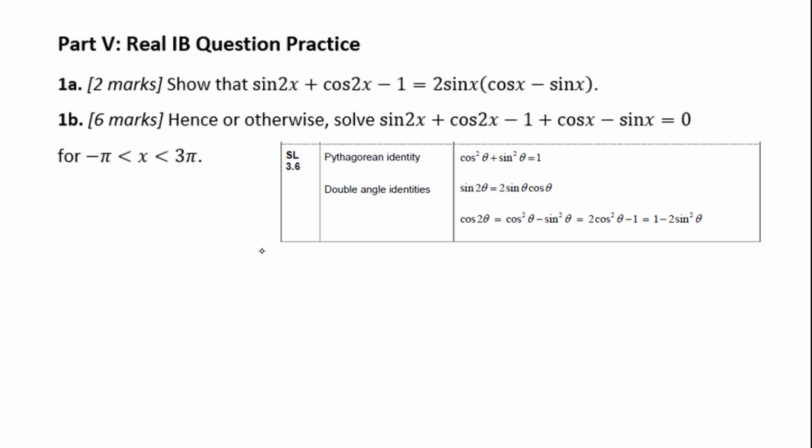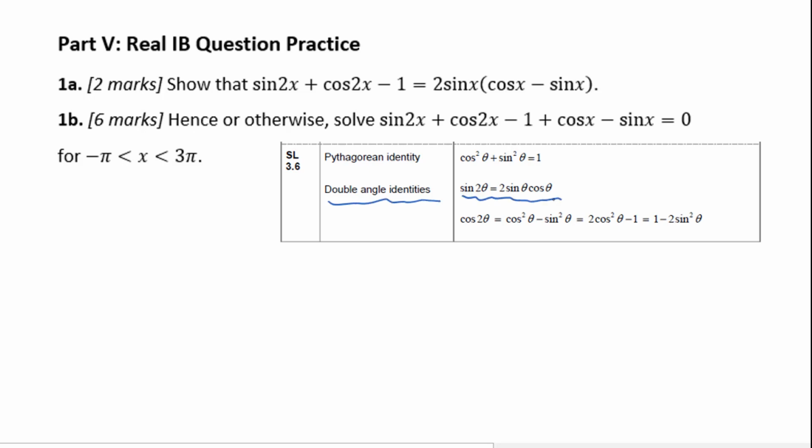This video is about an IB past paper about trig equations. For 1a, show that sin 2x plus cosine 2x minus 1 equals 2 sin x cosine x minus sin x. First of all, these are double angle identities in the formula chart.